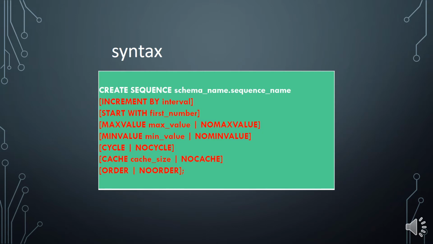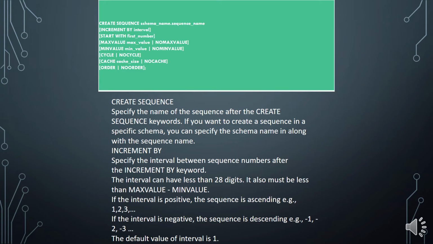This is the syntax for create sequence. What you see over there, everything in red is optional. So to create a sequence, we should use the statement CREATE SEQUENCE schema_name.sequence_name. Others are optional in this syntax. Here we are going to see the keywords and the clauses involved in the syntax one by one.